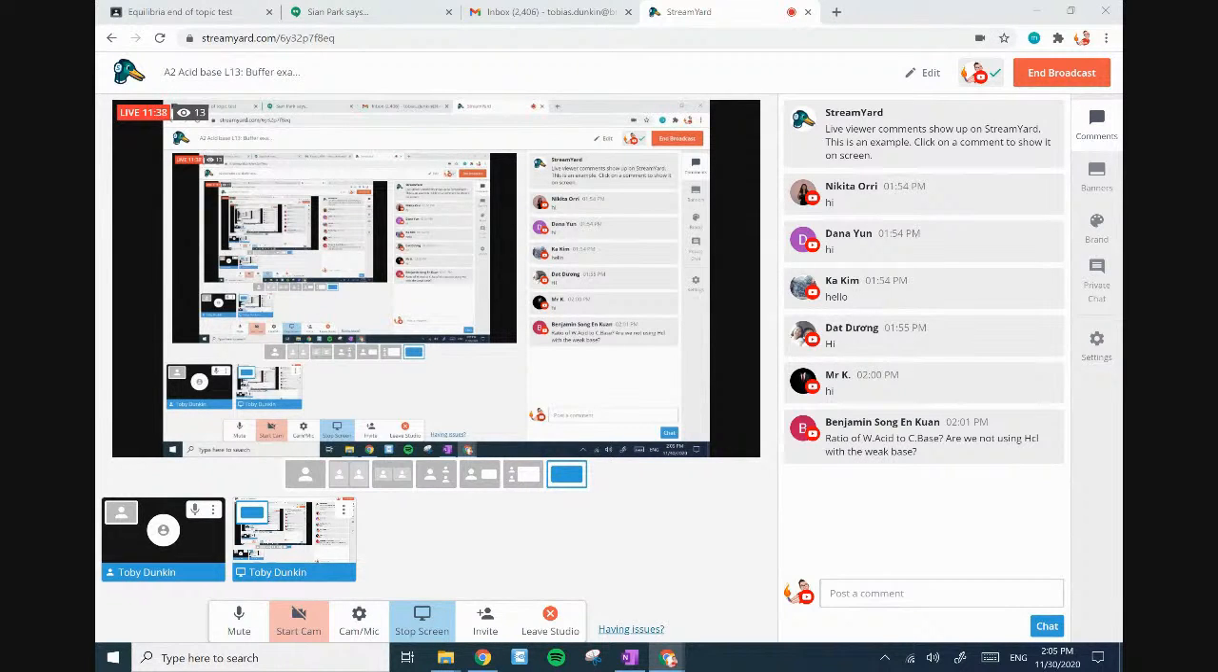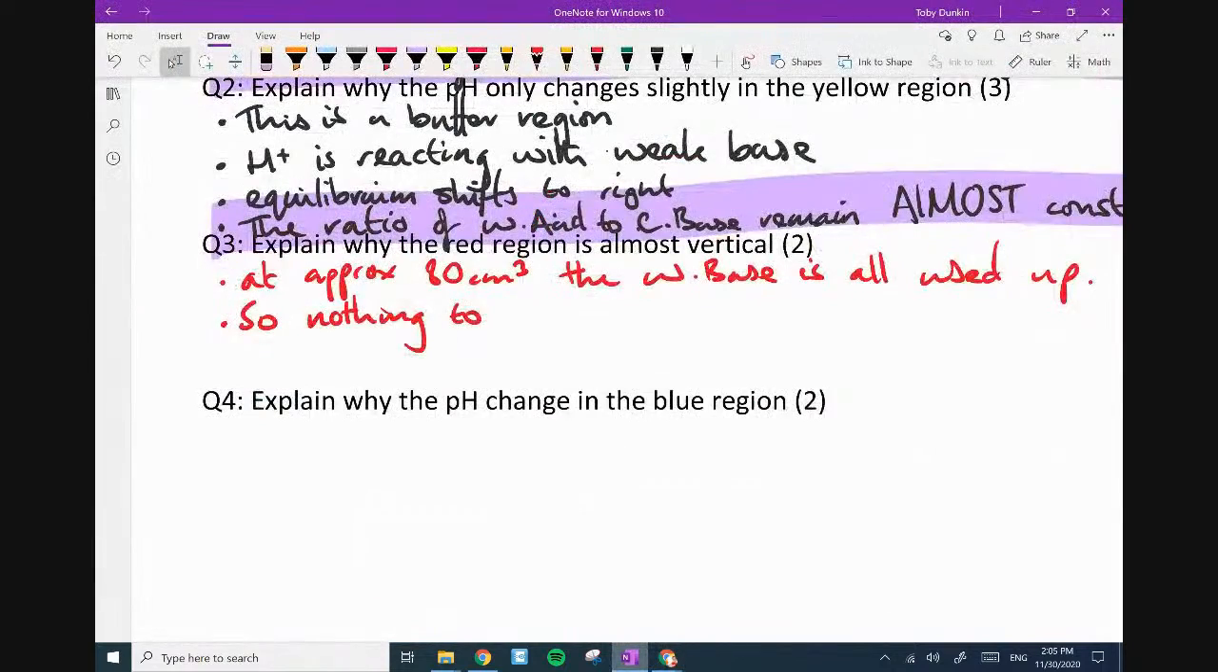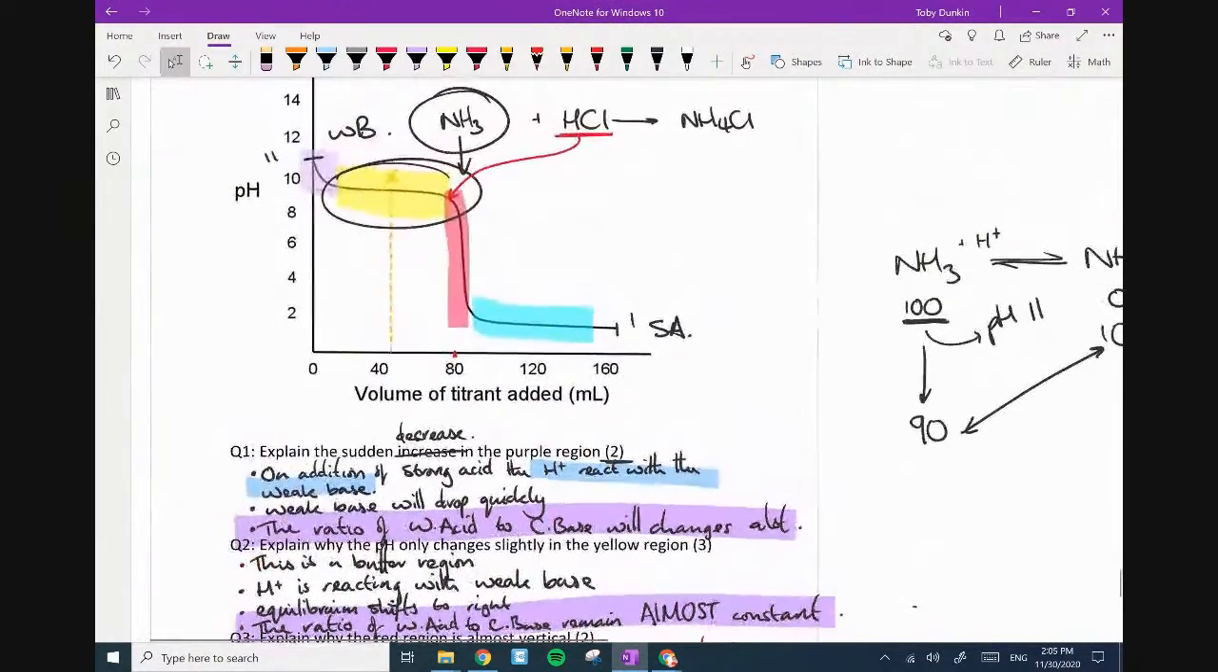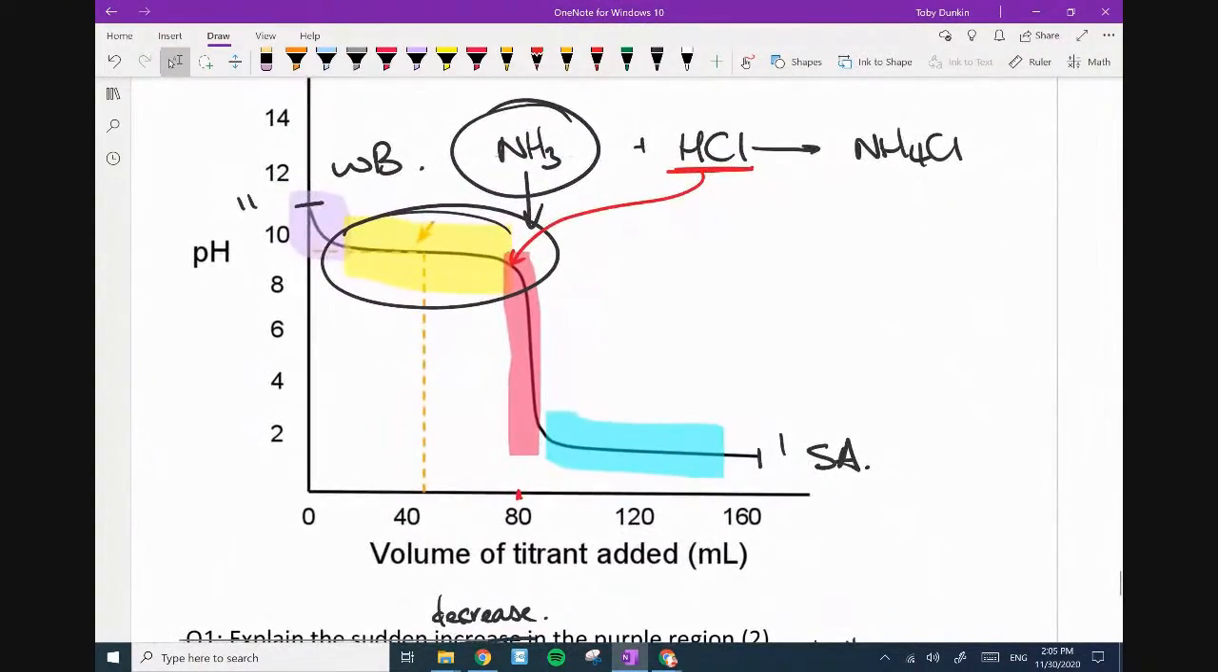Okay, so Ben says, ratio of weak acid to conjugate base. Are we not using HCl with the weak base? Yes. Hang on, sorry, did I say something wrong? The weak acid and the conjugate base. Yes. Because here, Ben, we had lots of weak base at the start. Yeah, color code it. Lots of weak base, which is ammonia.